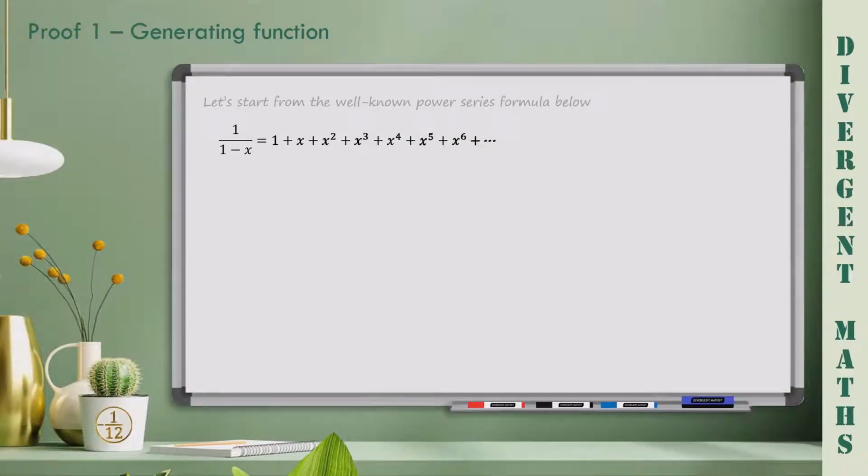Proof number 1, generating function. So always a good start when we work with divergent series is to have a look at the generating function that generates the divergent series. If we know the value of the generating function, we will have the value of the sum of the divergent series. So let's start with the well-known power series formula below, 1 over 1 minus x.